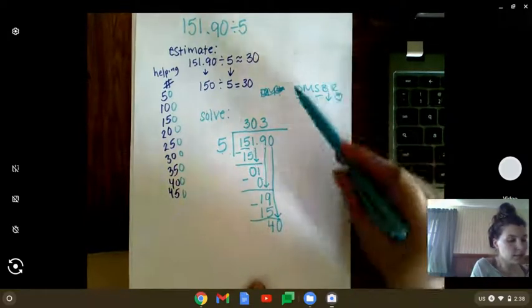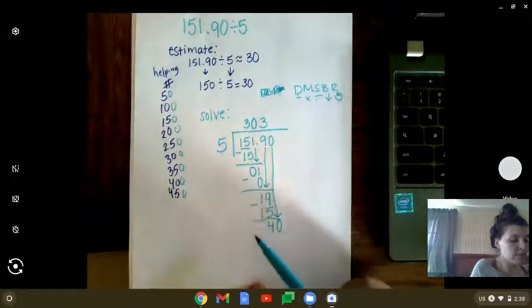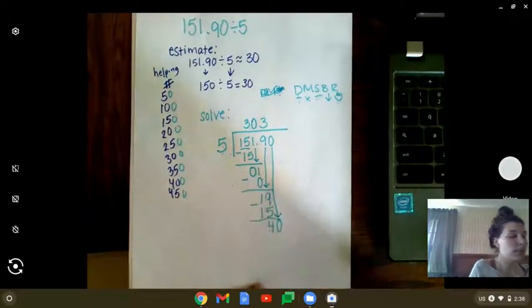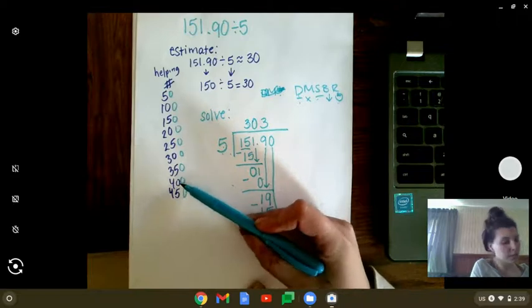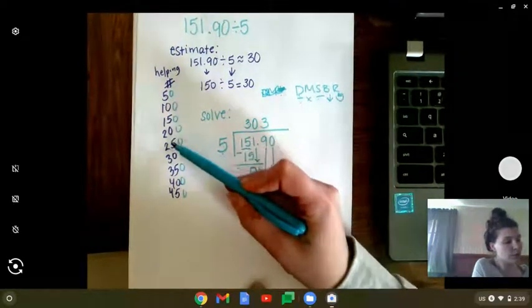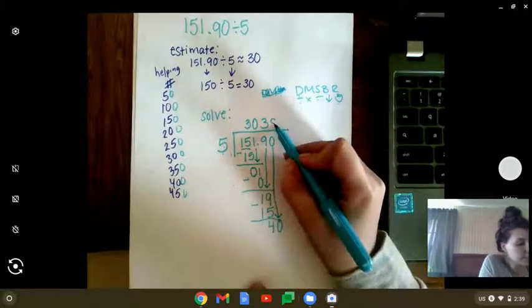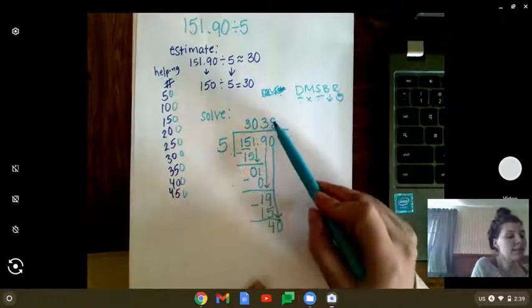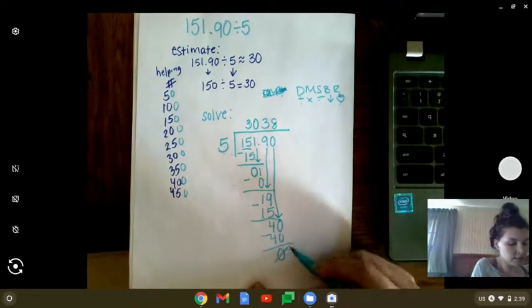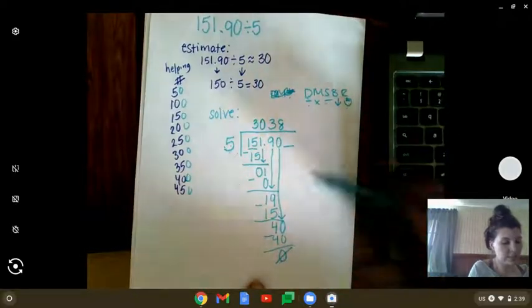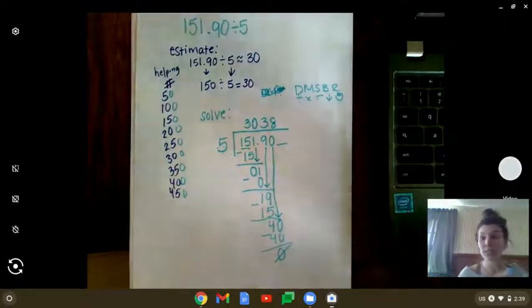We get 40. Repeat. 40 divided by 5, or how many times does 5 go into 40? If I look at this, because I'm working smarter, not harder, I can get 1, 2, 3, 4, 5, 6, 7, 8. Multiply. 5 times 8 is 40. We get 0. Now there's nothing here, and we ended with a 0. So that means we're done.